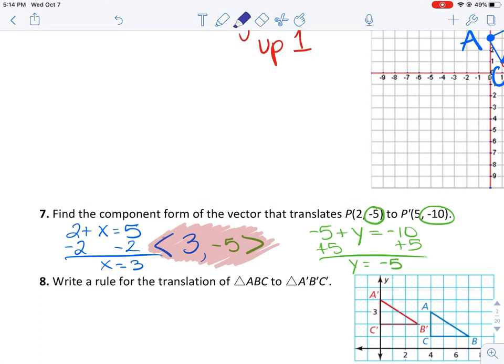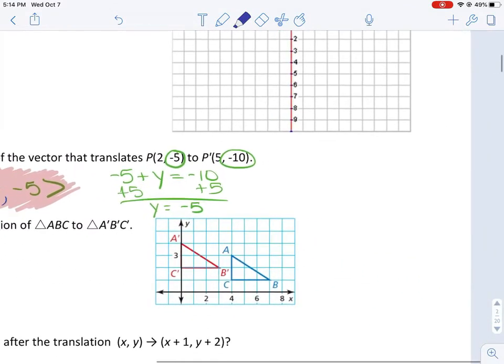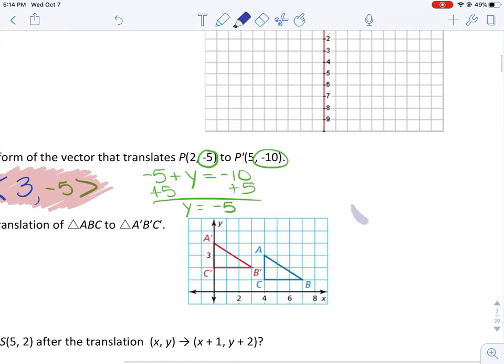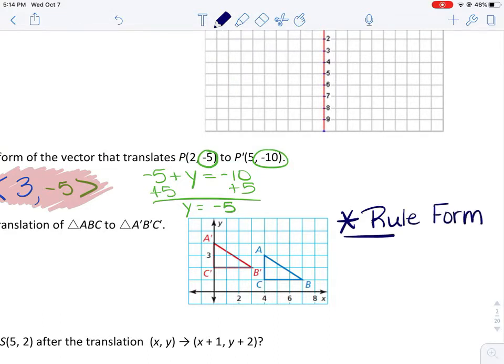Example 8 requires us to move to the side just a little bit and write a definition before we can actually do the example. So I'm going to make a little asterisk, a little note for myself. What we need to know is how to write the rule form. So far, we've been using component form. That's what this form with those pointy parentheses was.